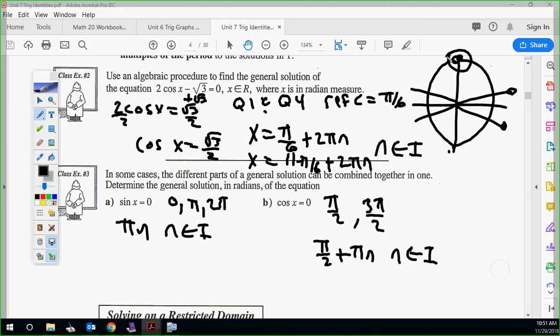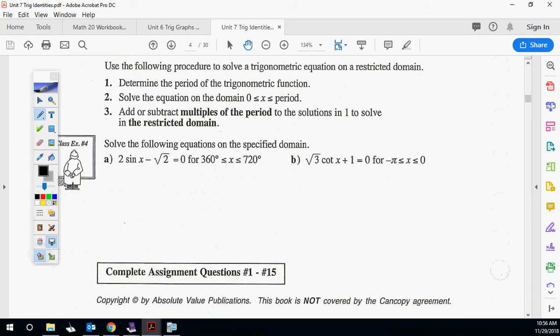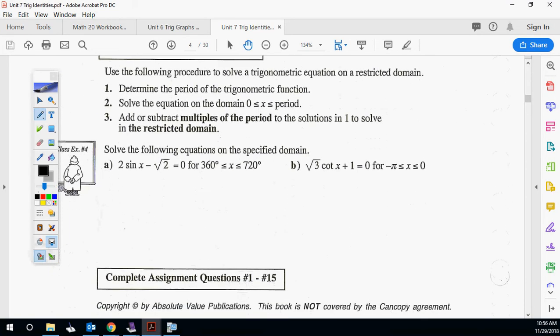Okay, good. All right, last little piece here. Solve on a restricted domain. Use the following procedure to solve a trig equation on a restricted domain. Determine the period of the trig function. Solve the equation when it's between 0 and the period. Add or subtract multiples of the period as needed to get the restricted domain.